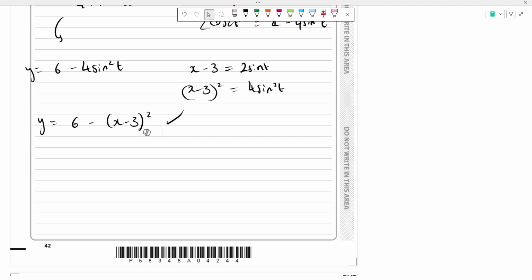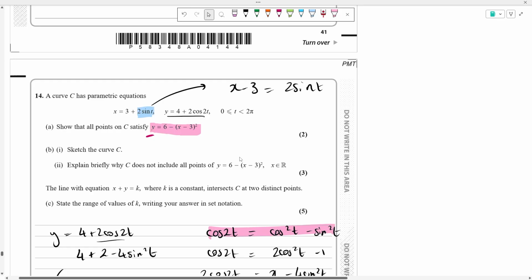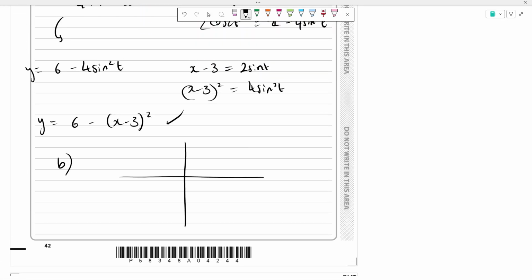Part B says sketch the curve. When we're sketching the curve, it's important to have all your axes, depending on the question really, but it's good to have your axes. Do we have any limits? We do have some limits, so we should probably substitute them in just to check. But our maximum point we know is going to be 6, and that's going to be at x is equal to 3, and your shape will look like a sad face because it's a minus x squared. So it's going to look like this. It's going to be at 3, 6.